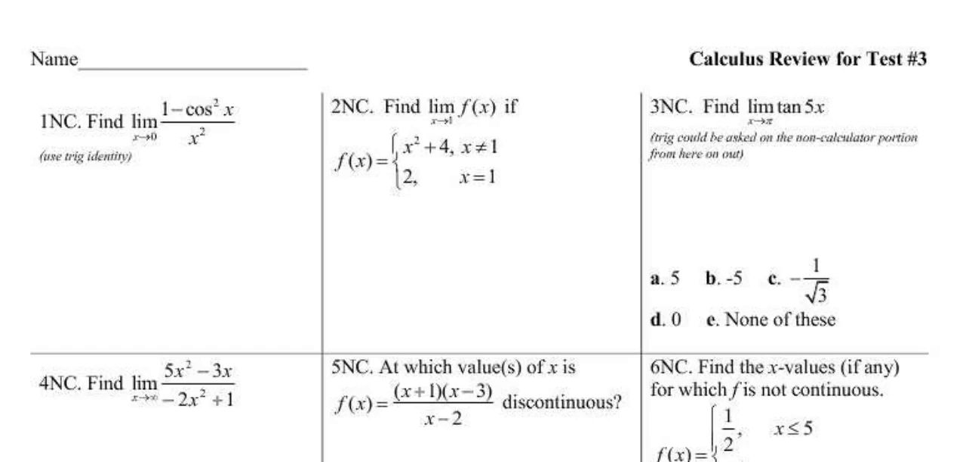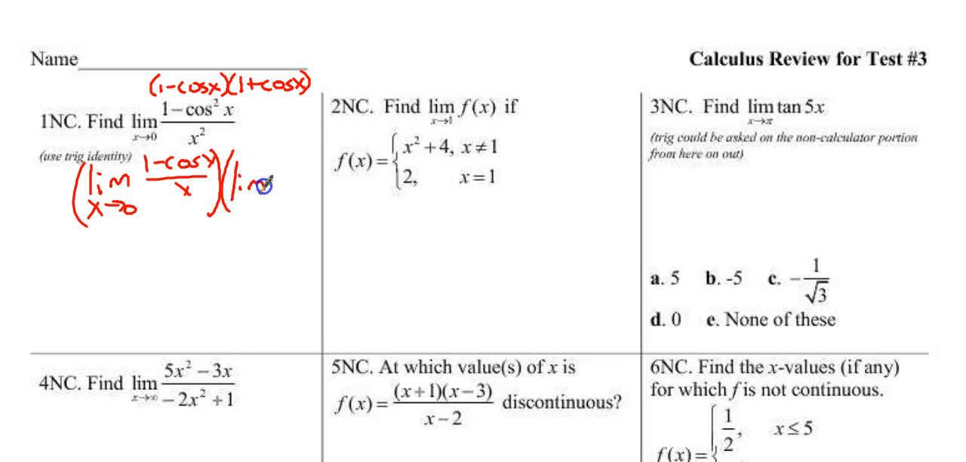First thing I looked at doing when I made out the key was I said let's try factoring and make this 1 minus cosine of x times 1 plus cosine of x. And then said, okay, well that would become the limit as x goes to 0 of 1 minus cosine of x over x, and then also the limit as x goes to 0 of 1 plus cosine of x over x. Well, the problem I run into here is this one is 0, because that's one of our trig identities, or one of our trig limits that we had to learn. This one would be 1 plus 1, so 2 over 0.